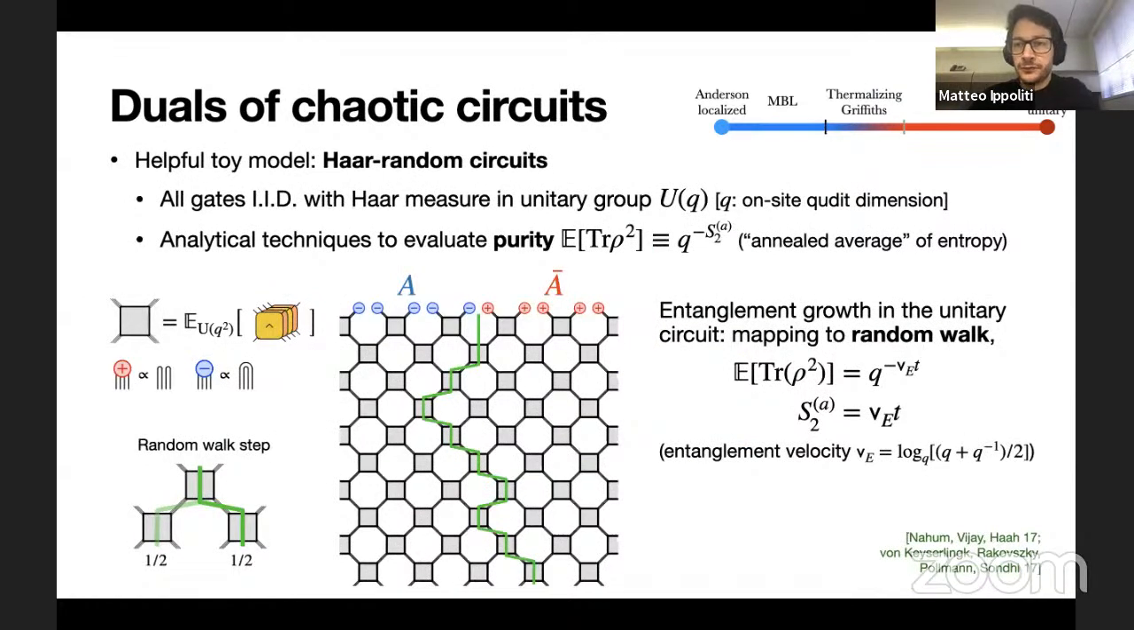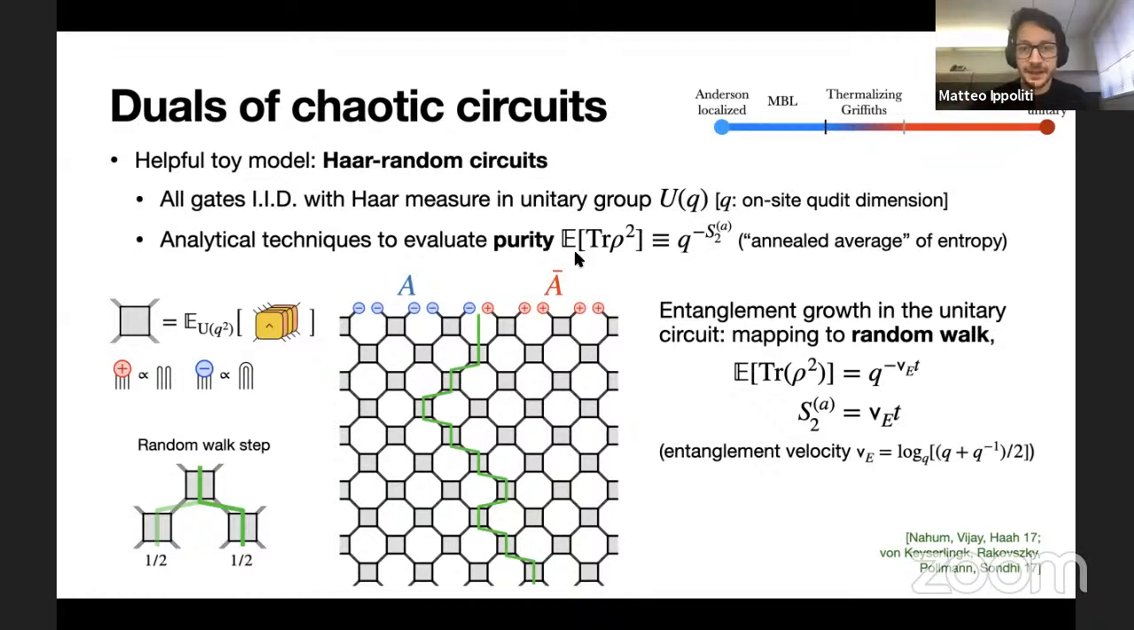Okay, so now if we push further and we get to chaotic dynamics, again, it's helpful to use toy models, and here the very canonical toy model is using Haar random circuits, which means circuits where each gate is sampled independently and identically from the unitarily invariant or Haar measure on the unitary group. And here Q is the on-site Hilbert space dimension, so it's 2 for qubits. You can let it be a variable. And there are analytical techniques for computing the average of the purity, which is this trace of rho squared that's associated to the entropy, this annealed average of the entropy.